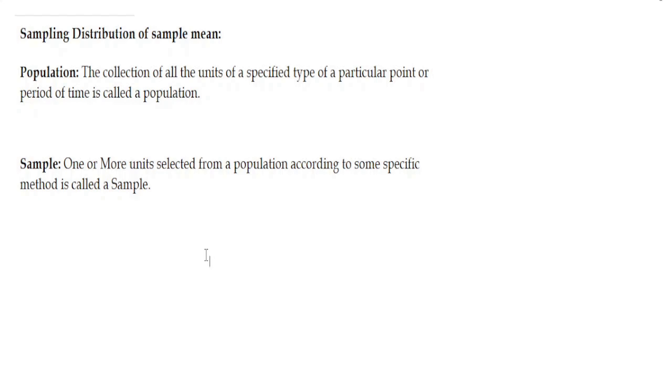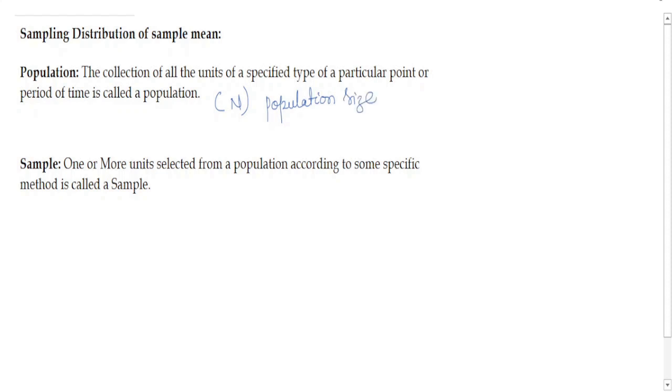To understand sampling, first we need to know about the population, as from the entire population we draw the sample. So what is the population? The collection of all the units of specified type at a particular point or period of time is called a population. The total number of units in this population is generally denoted by capital N. This is also called the population size.